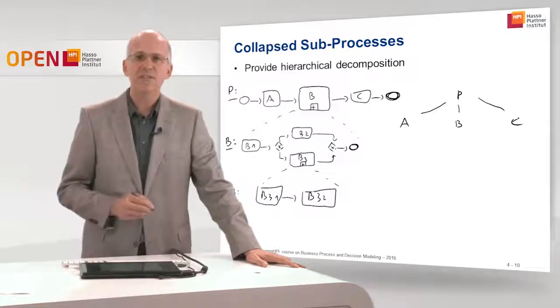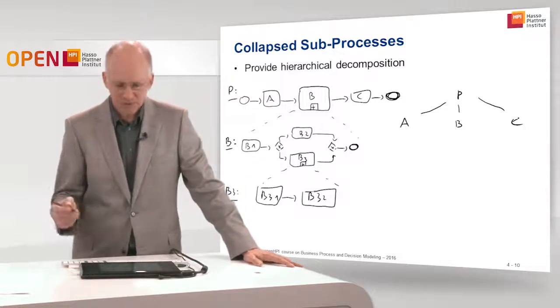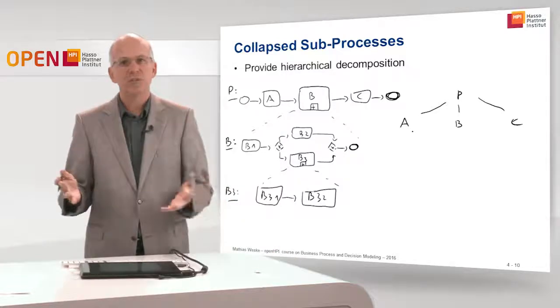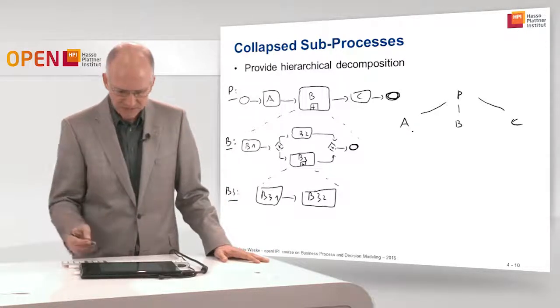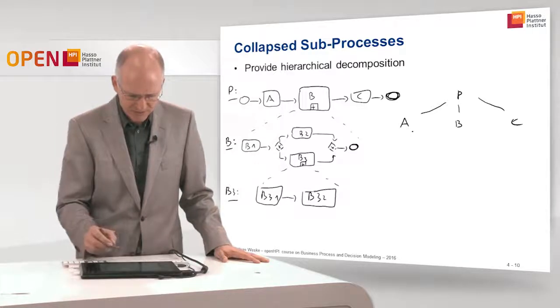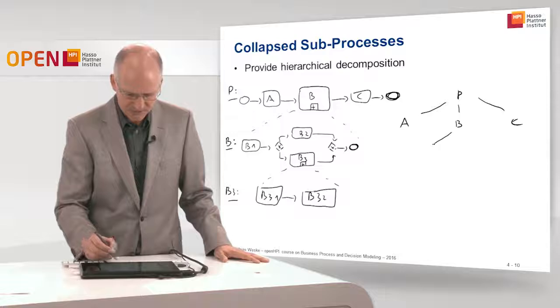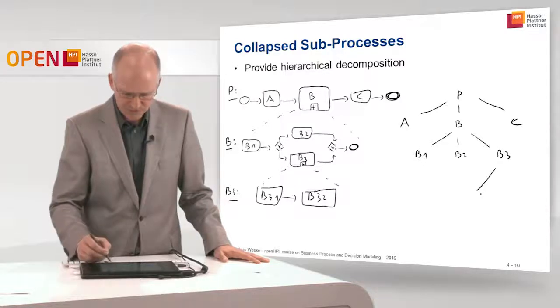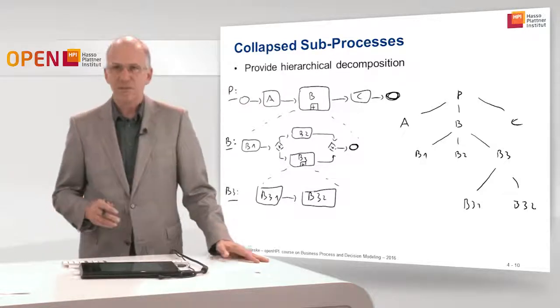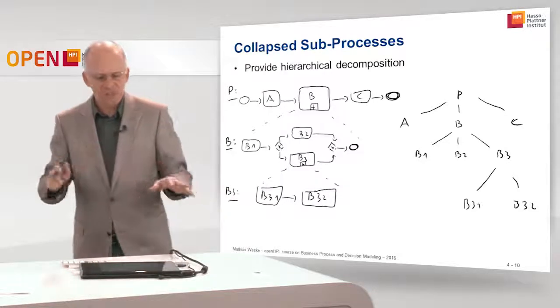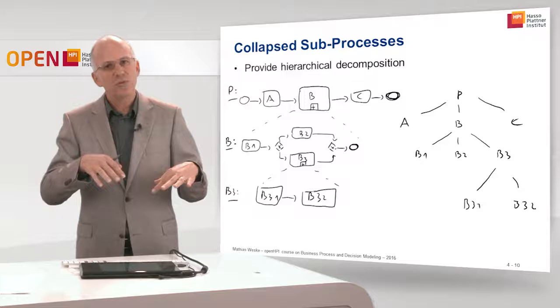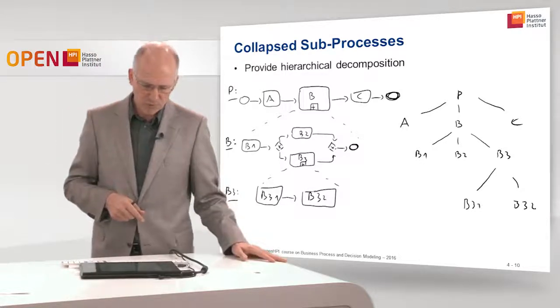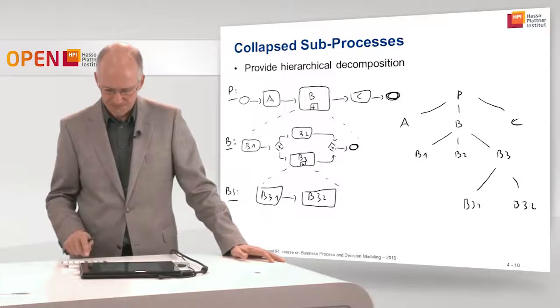That's a containment relationship. A is a task, so there is no internal structure. C is a task as well, but B has an internal structure, and B has sub-activities B1, B2, and B3. And B3 also has sub-activities B31 and B32. So this gives you an idea of the hierarchical decomposition of a process into sub-processes until we come to a point where we only have tasks left.